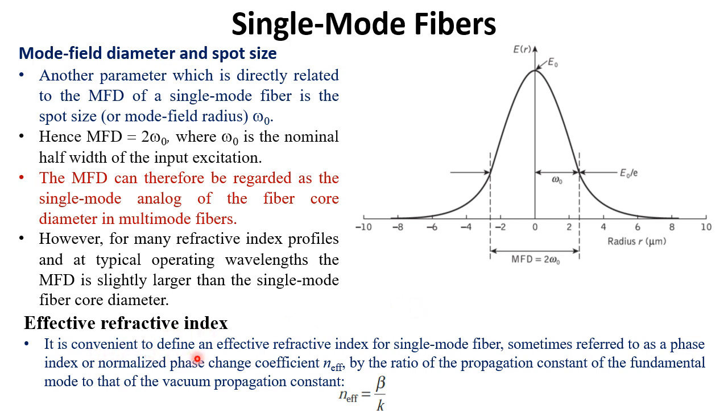Effective refractive index. It is convenient to define an effective refractive index for single mode fiber, sometimes referred to as the phase index or normalized phase change coefficient, that is n effective, by the ratio of the propagation coefficient of the fundamental mode to that of the vacuum propagation constant, that is n effective equal to beta by k.